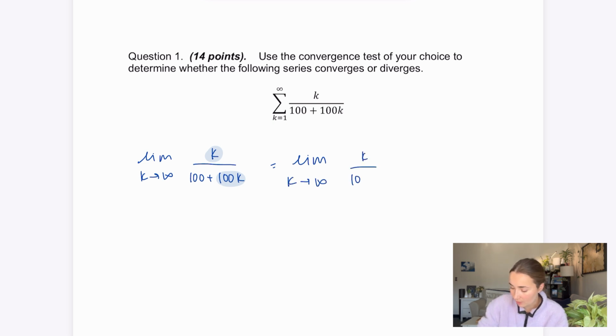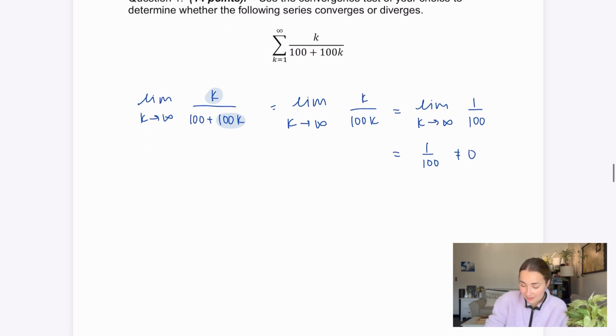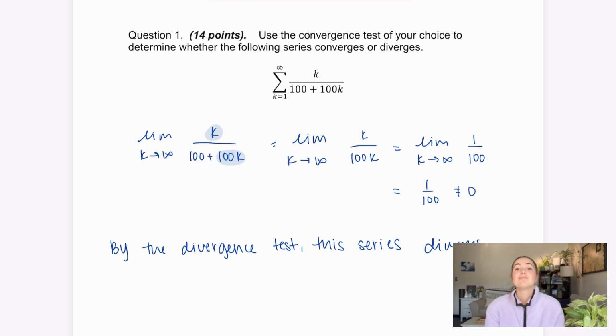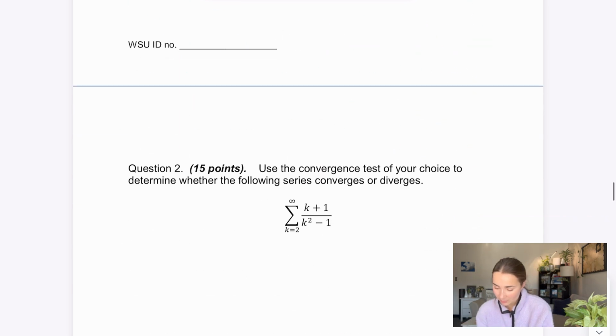So that's k over 100k, which we know simplifies to the limit as k approaches infinity of 1 over 100. And when you take the limit of a constant, it's just equal to that constant. So with the divergence test, what does this tell us? Where if we get a value that's not equal to 0, this literally tells us that it diverges. So this series diverges. That's why the divergence test is useful. That's pretty short and sweet. Let's go ahead and try problem 2.